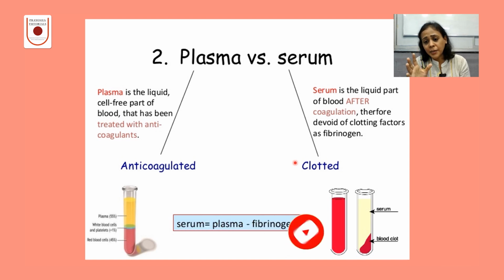Second is the serum, which is again the liquid part of the blood, but after coagulation has taken place. That means all the blood clotting factors are inside the clot, including the fibrinogen. Fibrinogen is a protein helping in blood clotting that is also present inside the blood clot. So the liquid part left behind after the blood has clotted is called the serum. So serum is plasma minus the blood clotting factors like fibrinogen. Hope this difference is clear for you.